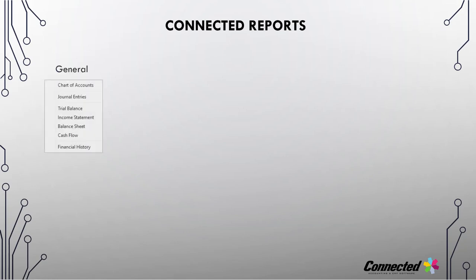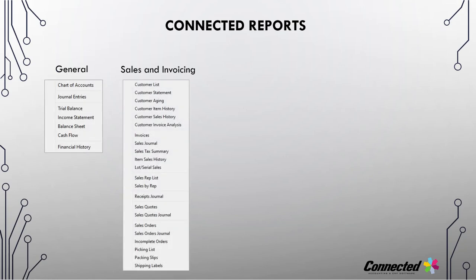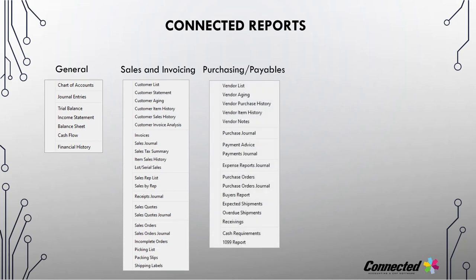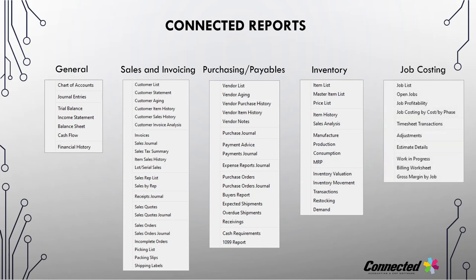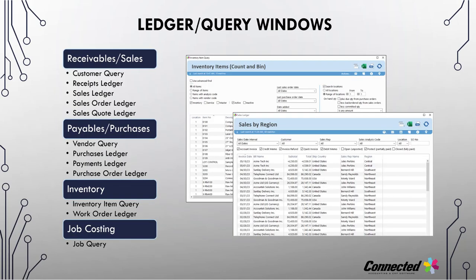Connected has various standard reports that are available in each of the modules. These reports can be exported to Excel and massaged to get the data or the formats that you want to use within the Power BI environment. Many of them also have the ability to just be fully exported, and some are flattened exports. The ledger and query windows are a great source in Connected to be able to customize the data that you're looking for. There are queries and ledgers in each of the modules, and they can be saved, they can be modified, and used over and over again.